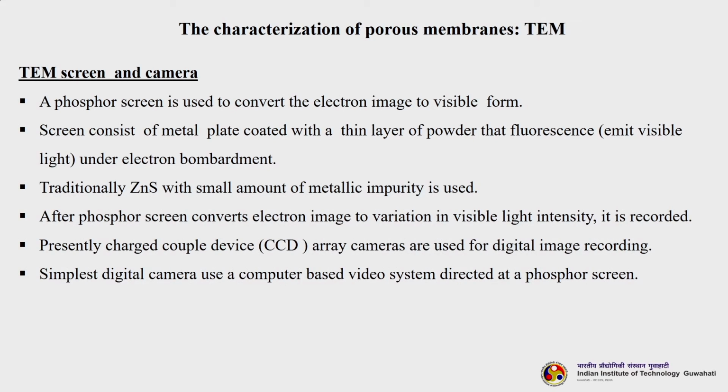So, a phosphor screen is used to convert the electron image to visible form in case of TEM. The screen consists of a metal plate coated with a thin layer of powder that fluoresces under electron bombardment. Okay. Traditionally, zinc sulphide with a small amount of metallic impurity is used. After the phosphor screen converts the electron image to variation in visible light intensity, it is recorded.